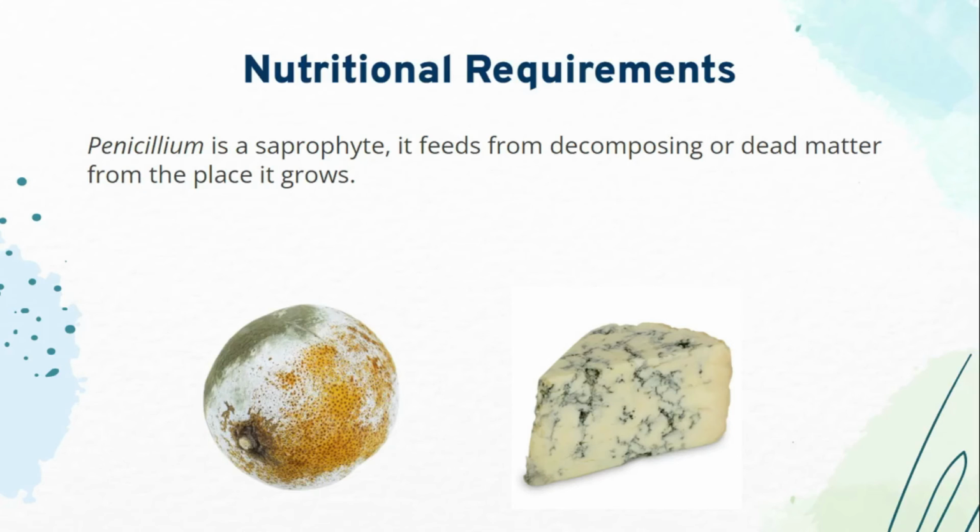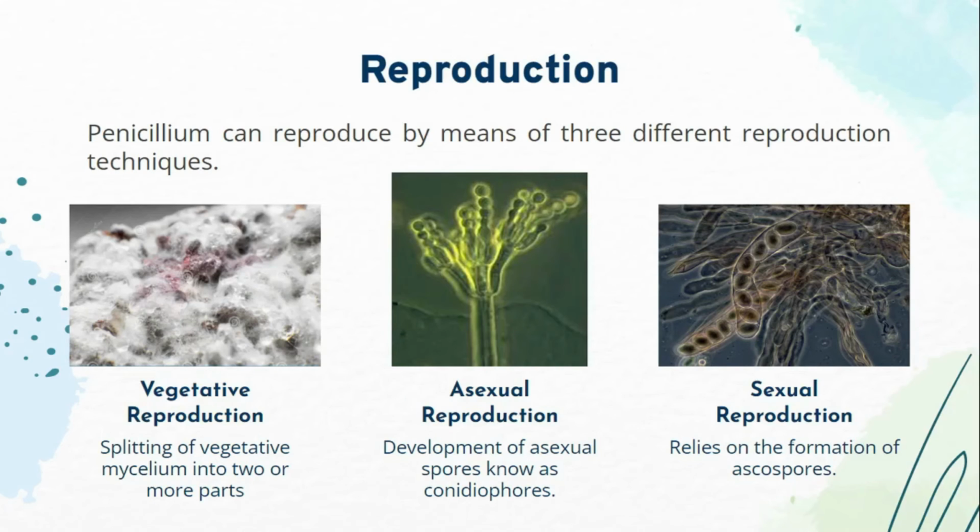This means that it feeds on dead or decomposing matter from the place where it is growing. They typically grow in fruits or bread, decomposing it and feeding from it, but they can also grow in cheeses, for example. Penicillium is a fungus that is capable of reproducing by three different reproduction techniques, which consist of vegetative reproduction, asexual reproduction, and sexual reproduction.